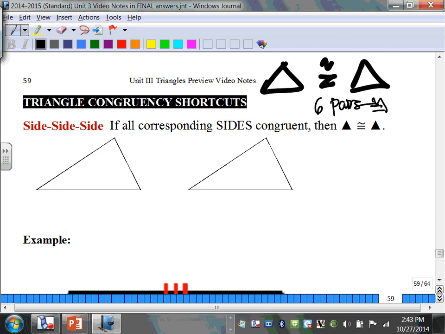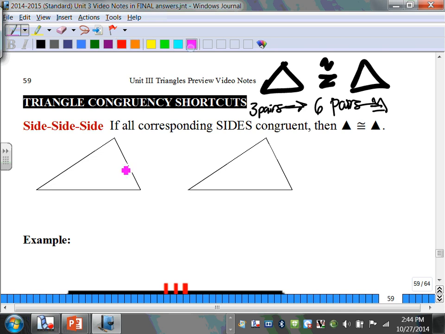Alrighty, so now we're going to talk about shortcuts. And what the shortcut says is this. If you have 3 pairs of things, you automatically get all 6. So if you have a minimum of 3, automatically you get the other 3. That's why it's called a shortcut.